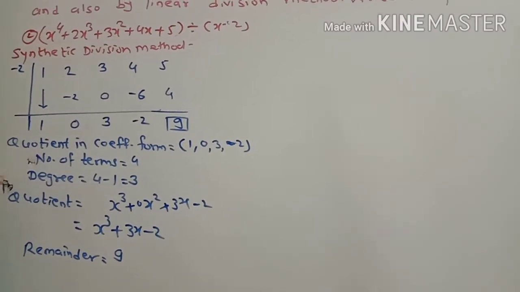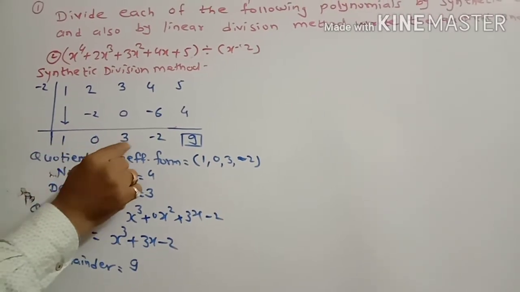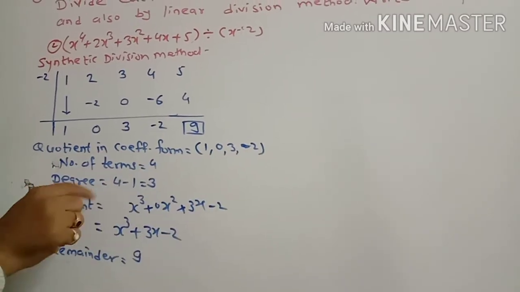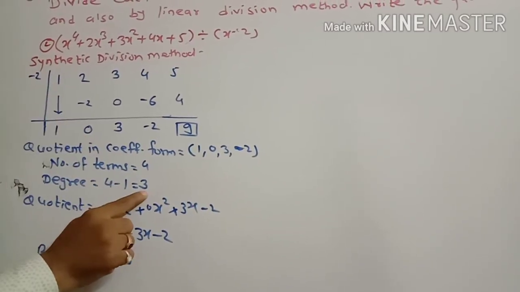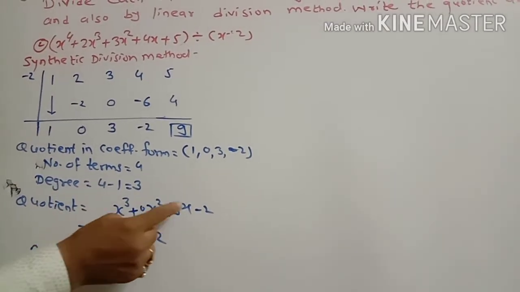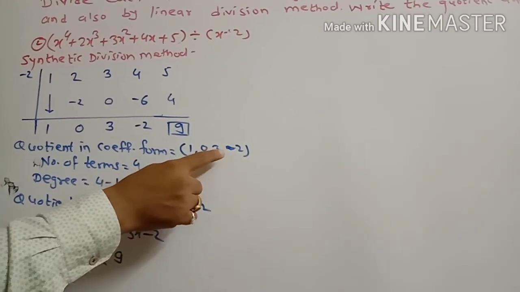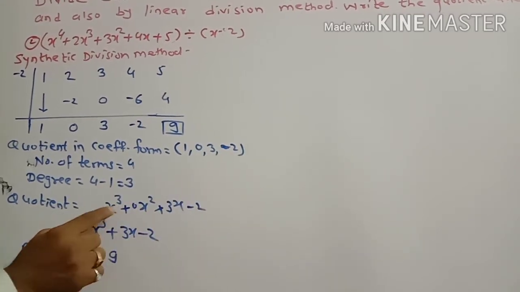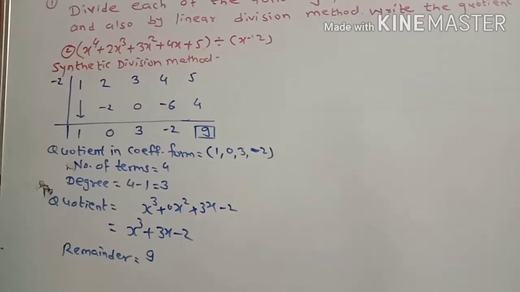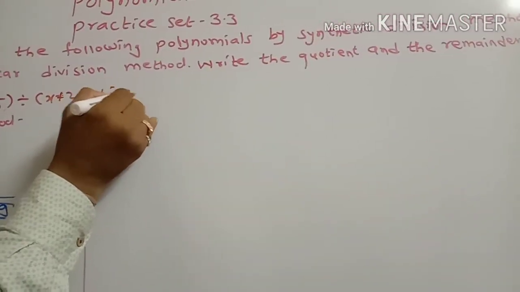Then write the quotient in coefficient form excluding the remainder: 1, 0, 3, minus 2. The number of terms in coefficient form are 1, 2, 3, 4. Degree is number of terms minus 1, that is 3. Therefore for the quotient we write first the index form, x cube, x square and x. Now write the coefficients: 1x cube plus 0x square plus 3x minus 2. That means x cube plus 3x minus 2, and the remainder is 9. This is the synthetic division method. Then solve this example by the linear division method.